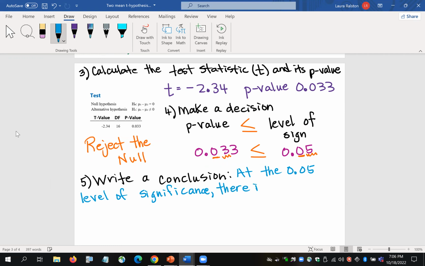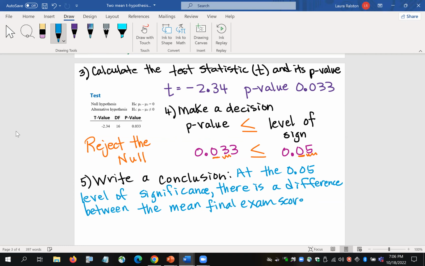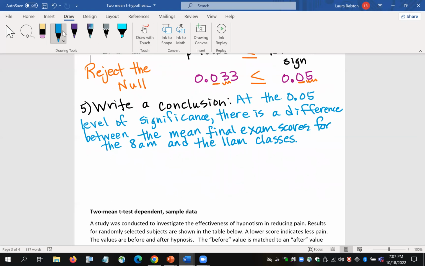there is a difference between the mean final exam scores for the 8 a.m. and the 11 a.m. classes. Okay, so there is a difference.